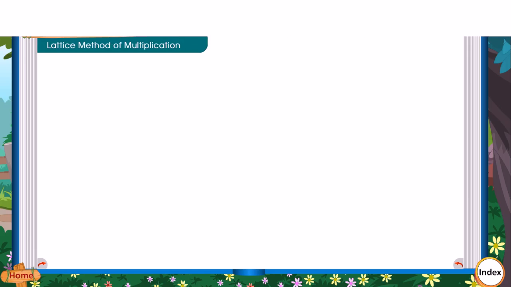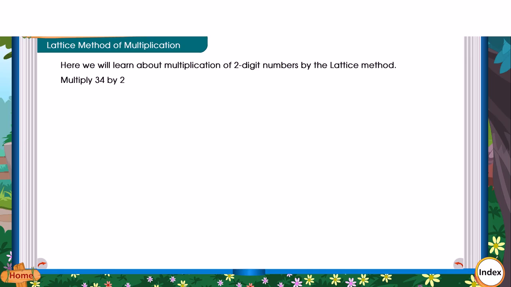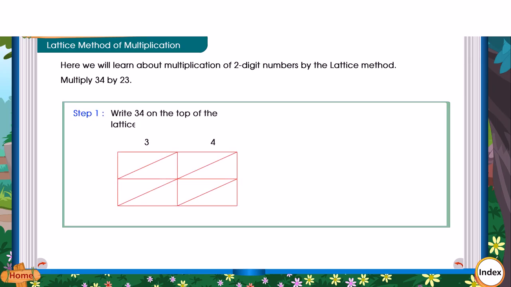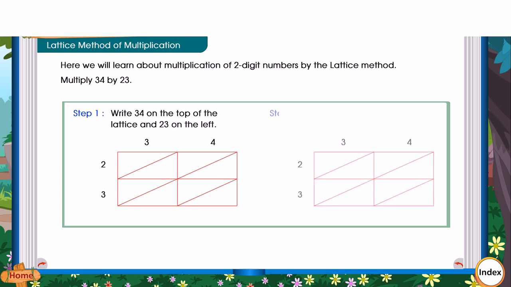Lattice method of multiplication. Here we will learn about multiplication of two-digit numbers by the lattice method. Multiply 34 by 23. Step 1. Write 34 on the top of the lattice and 23 on the left. Step 2. Multiply 3 by 2. 3 into 2 is equal to 6. Write the product in the first square.